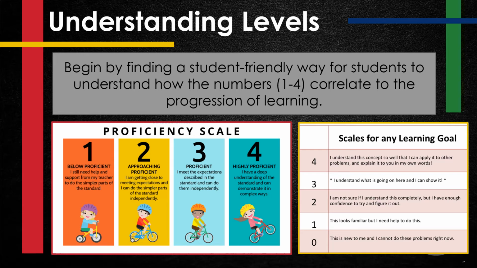Before students receive their first student-friendly proficiency scale, it is helpful to bring meaning to the numbers on the scale by relating it to something they already know, such as riding a bike. In this image, students can relate that a level 1 task is something they need help with, such as a parent needing to help push a trike. A level 4 task, such as popping a wheelie, means a student has moved beyond proficiency and can handle more complex tasks.